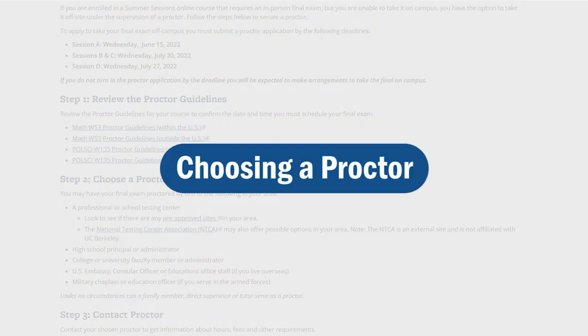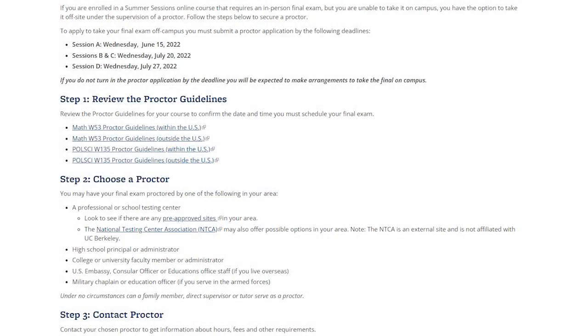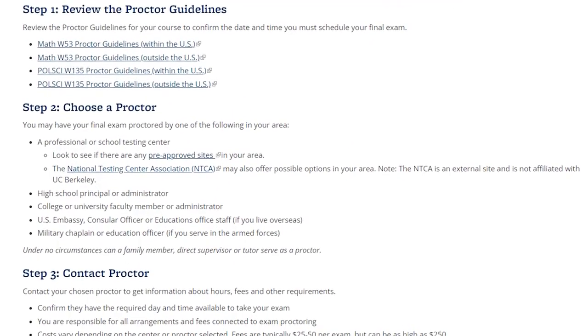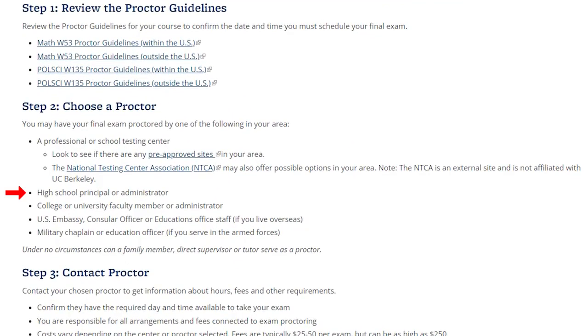The next step is choosing a proctor. You may have your final exam proctored by one of the following in your area: a high school principal or administrator, a college or university faculty member or administrator, U.S. Embassy, Consular Office, or Education Office staff if you live overseas, military chaplain or education officer if you serve in the armed forces, or a professional or school testing center.